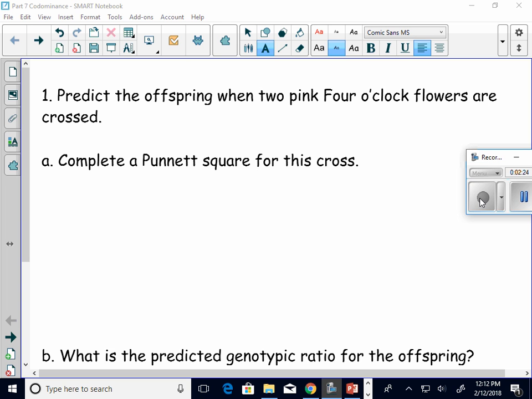Can anybody answer that question for me? Jonathan? We have 2 different letters, and they are both lowercase. 2 different letters, lowercase. Okay? So in this instance, we are dealing with red and white. Now, what do we know? A red flower is lowercase r, right? A white flower is lowercase w.